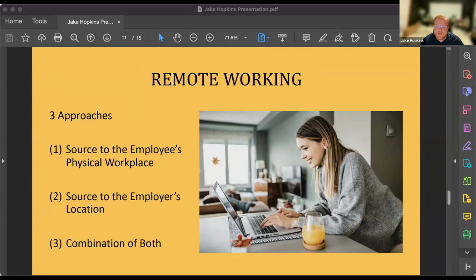And I did find another peer review article from Agrawal and Stark, called Will the Remote Work Revolution Undermine Progressive State Income Taxes? It suggests several approaches for how we can curb the fear of remote working and how that's going to affect taxes. So the first one it mentions is to source to the employee's physical workplace. So this is going to be sourcing the income to the state where the employee physically performs the services.